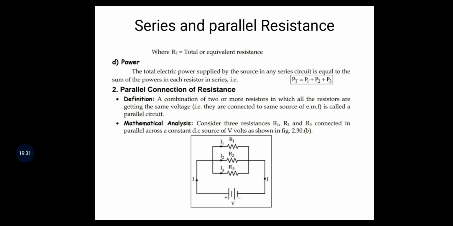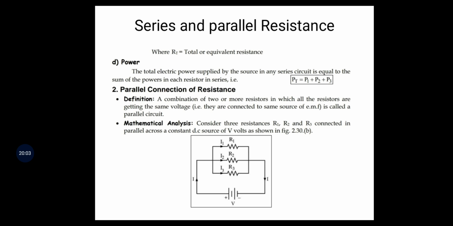Next we calculate the power. The total electric power supplied by the source in any series circuit is equal to the sum of the power in each resistor. That means the total power PT equals P1 plus P2 plus P3.